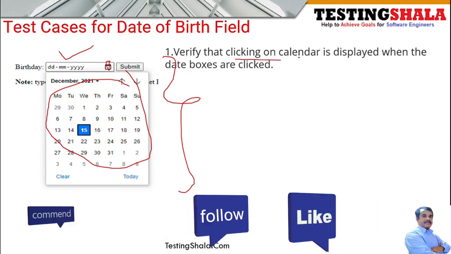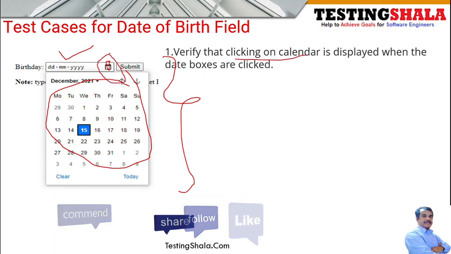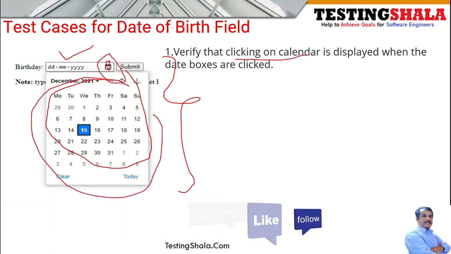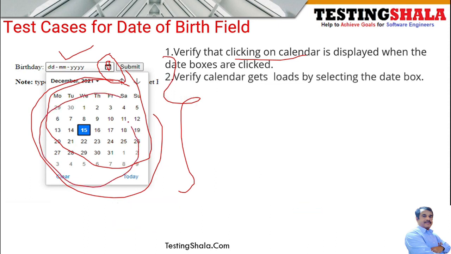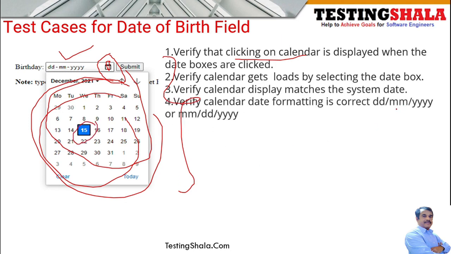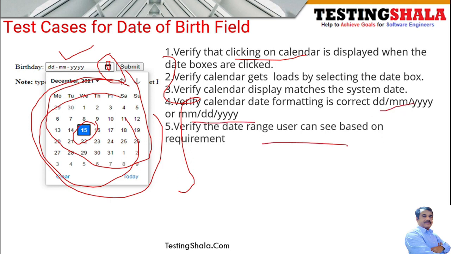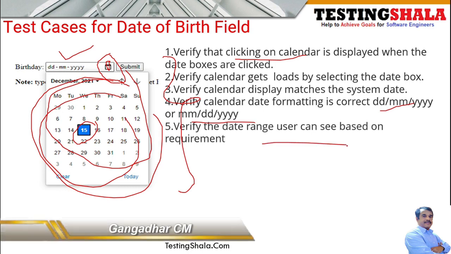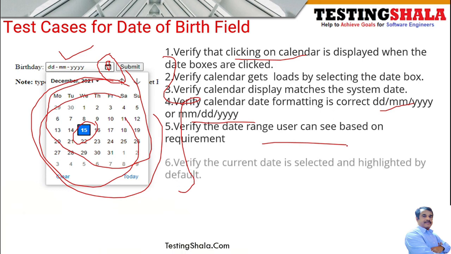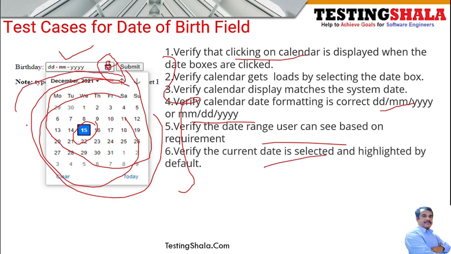The first thing is, as I said, if I click on this icon, then this calendar window should pop up. Once it pops up, the appropriate month and its dates should be displayed. This date should match your system date. And as we discussed earlier, the date format can be any of these formats. If the user wants to enter a date of birth 50 years back, or 60 years back, or 8 years back, then you should be able to select that kind of date using this birthday field. Whenever we open the calendar, you should get a month calendar with the current date selected.